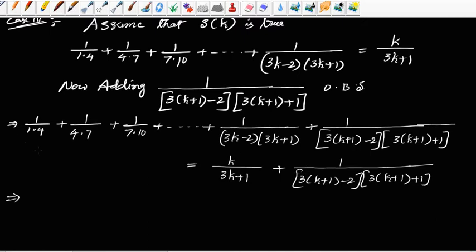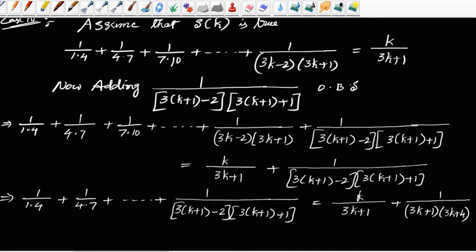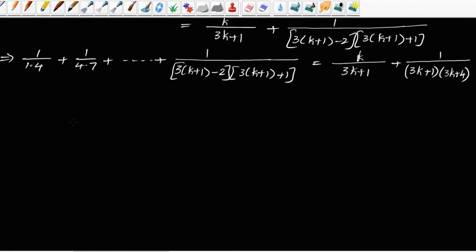Now writing the last term on the LHS side, and simplifying the values on the RHS side. Okay, now we will get this one. So on the RHS side, k by 3k plus 1, and simplifying this one, 1 by 3k plus 3 minus 2. 3k plus 3 minus 2 means 3k plus 1. 3k plus 3 plus 1 means 3k plus 4.